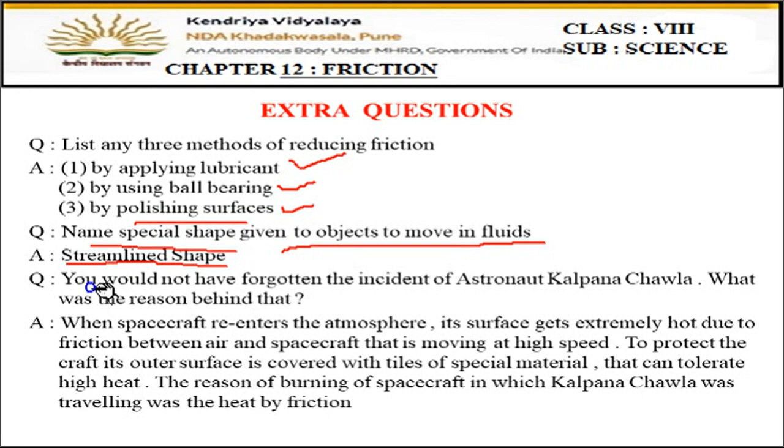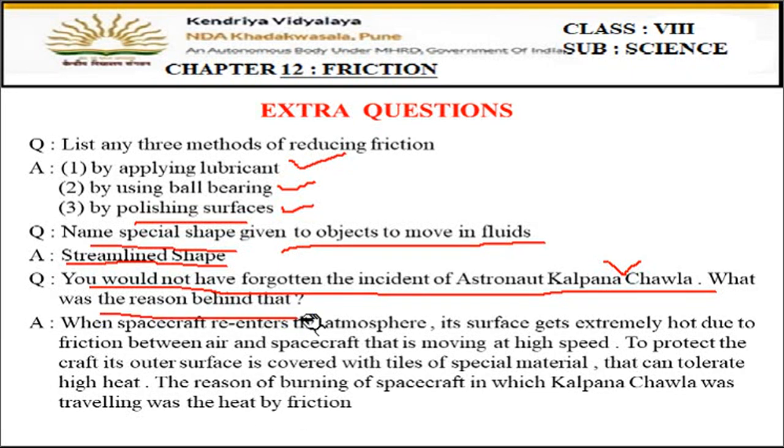Then next, you would not have forgotten the incident of astronaut Kalpana Chawla. You know how Kalpana Chawla died? There was an air crash, right? The aircraft in which they were coming crashed. As soon as that aircraft entered the atmosphere of the earth, it crashed. And that is because of friction. The speed of the aircraft was so much that when it entered the atmosphere of the earth, it got the friction of the air. It just rubbed against the air molecules, and the aircraft blasted. Because of friction, a lot of heat is generated, and the aircraft crashed.